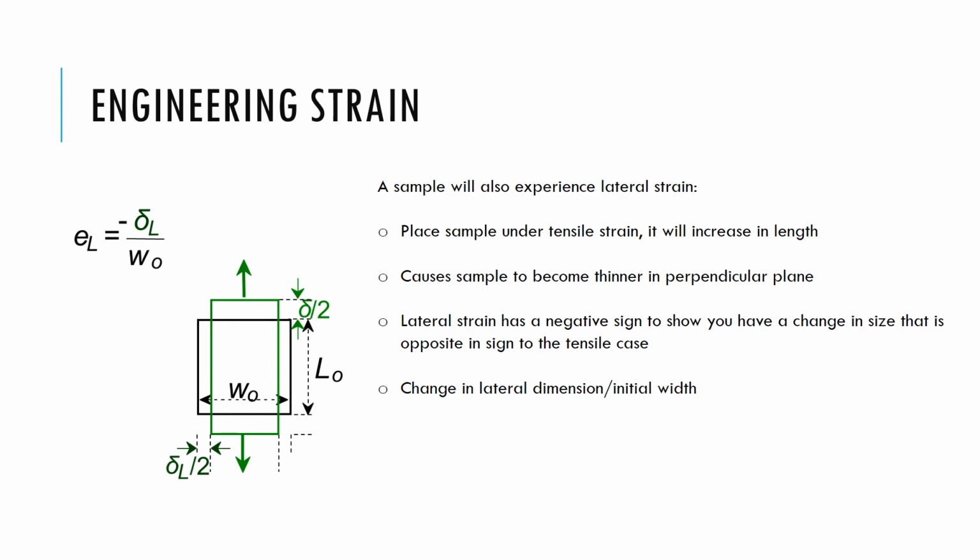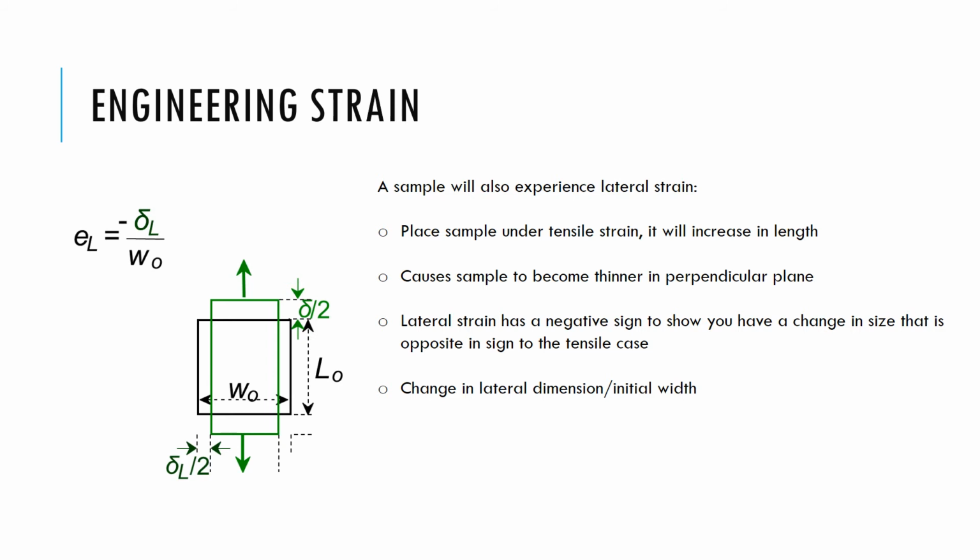Now, if we place a sample under some kind of tensile stress or strain, it will get longer. We're pulling it apart, so it will get longer. The sample becomes thinner in the plane that's perpendicular, and that lateral strain will have a negative sign to show you a change in size. The sample will become thinner in the plane that is perpendicular to the applied tensile strain, right?